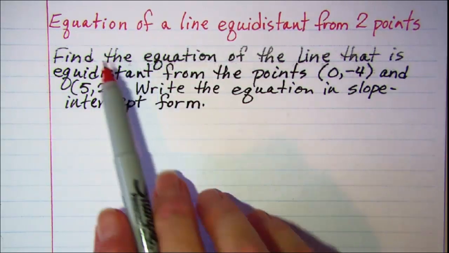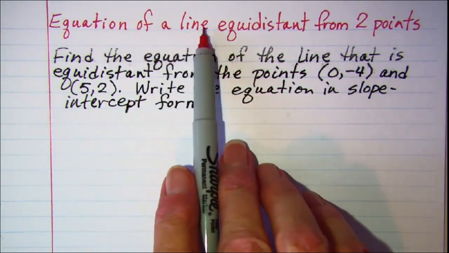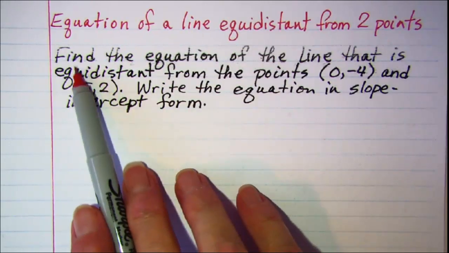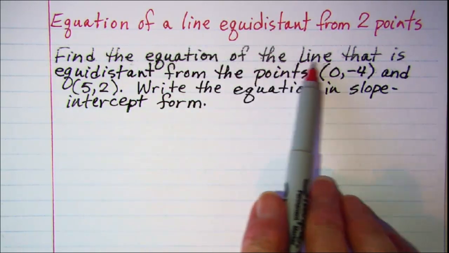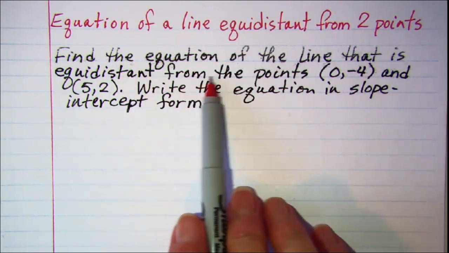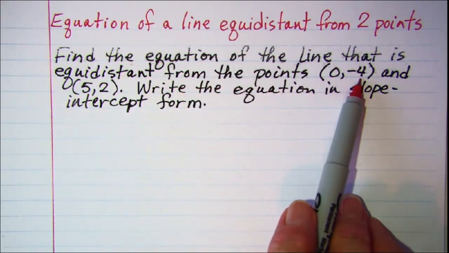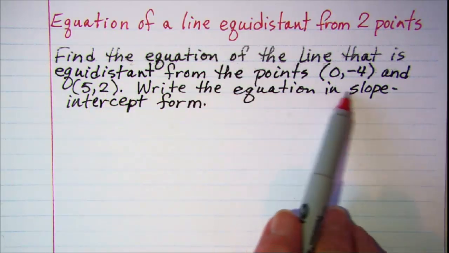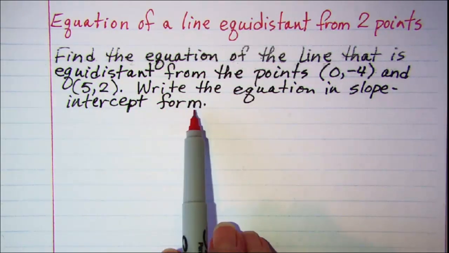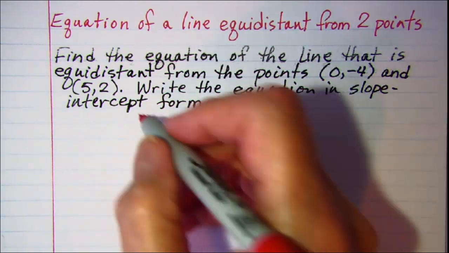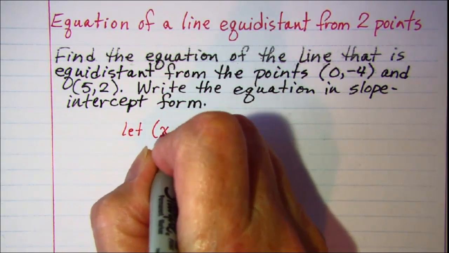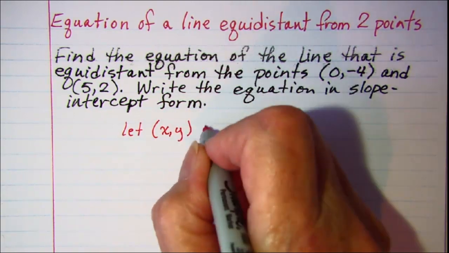In this video, we'll be finding the equation of a line equidistant from two points. Our problem is to find the equation of the line that is equidistant from the points (0, -4) and (5, 2), and write the equation in slope-intercept form. Now, we'll first let (x, y) be a point on the line.